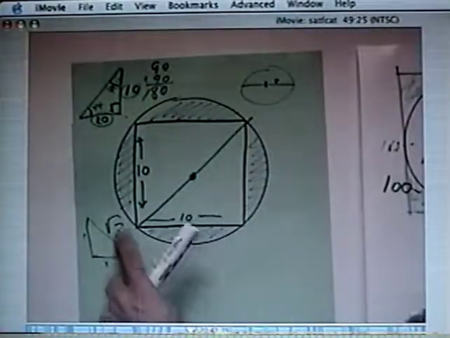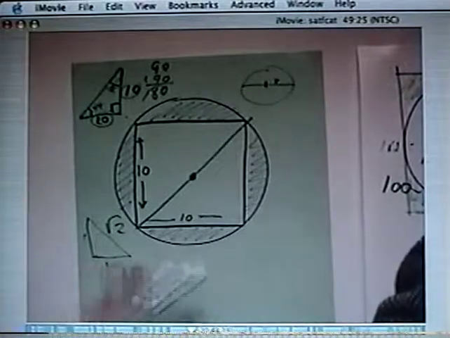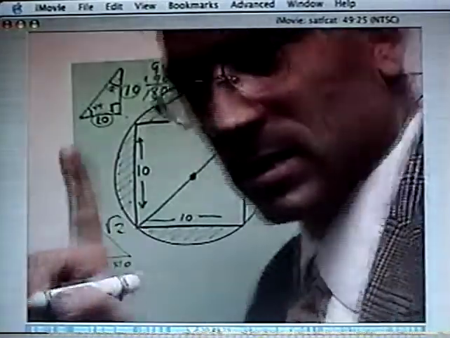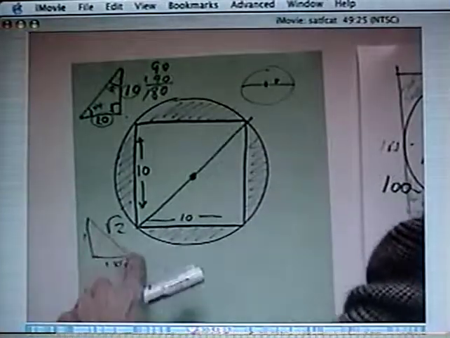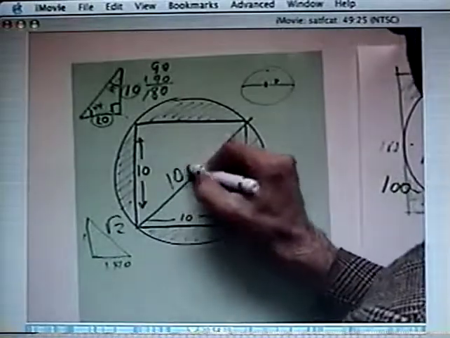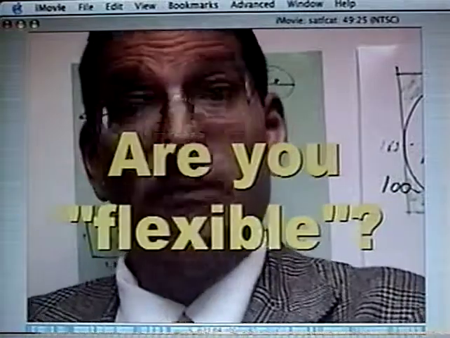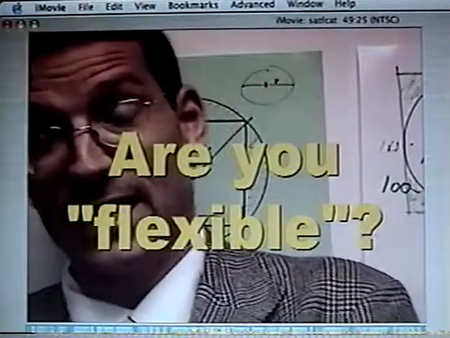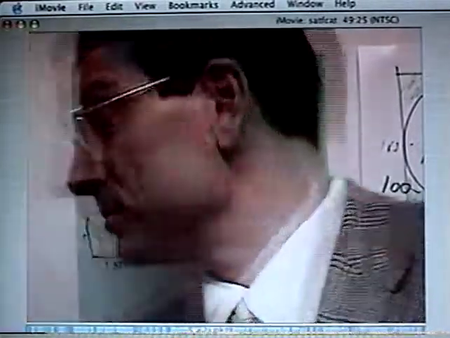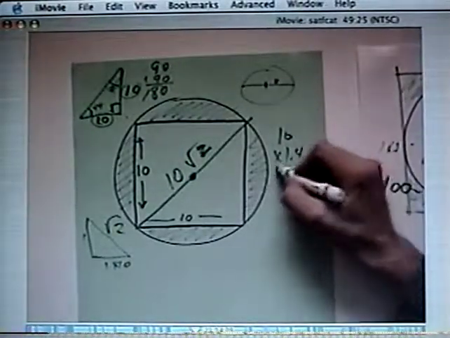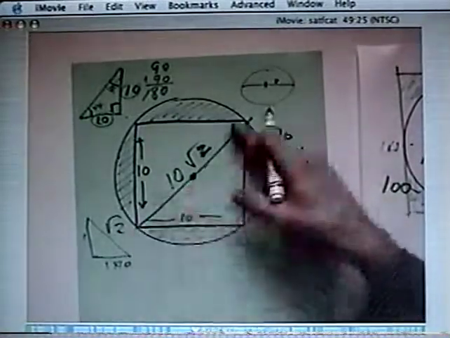Great. So if I multiply the bottom leg times 10 and this other leg times 10, I have to multiply this root 2 times 10 to get this length here. We've learned that root 2 is the same as 1.4. So if you want, you can convert. Math is all about being flexible, okay? Flexibility. You can say 10 times 1.4 is 14. So this is about 14.